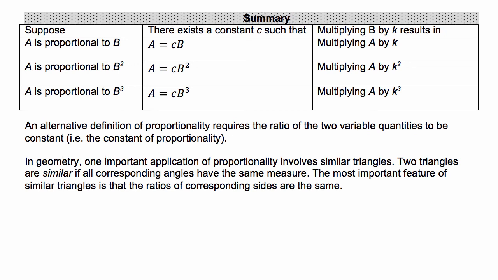In geometry, one important application of proportionality involves similar triangles. Two triangles are similar if all corresponding angles have the same measure. The most important feature of similar triangles is that the ratio of corresponding sides are the same.